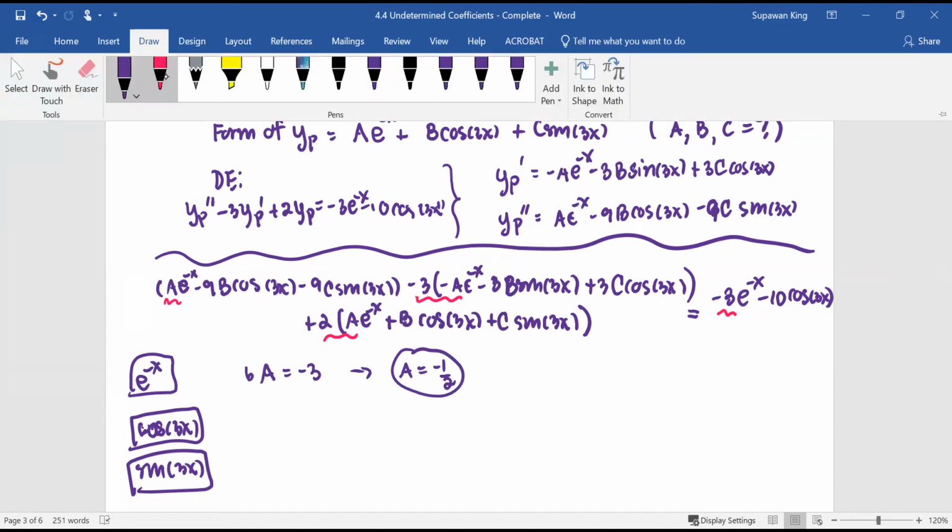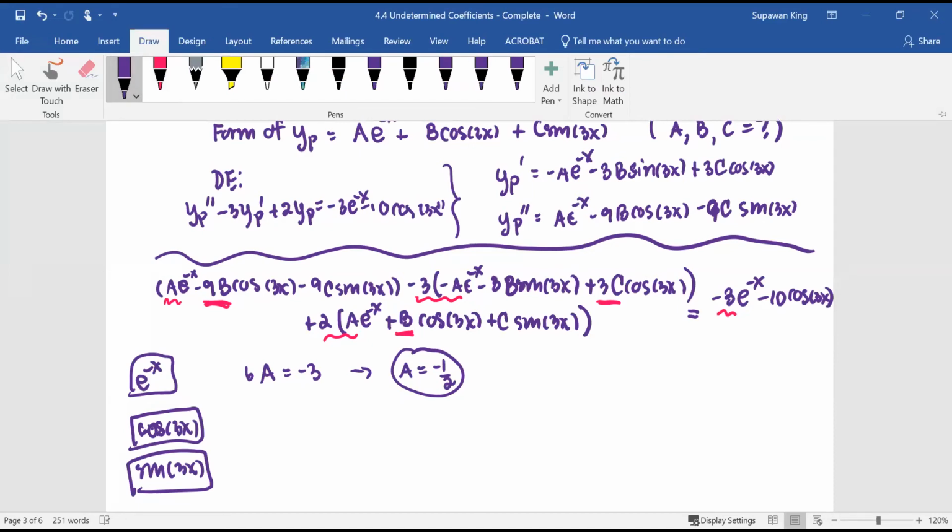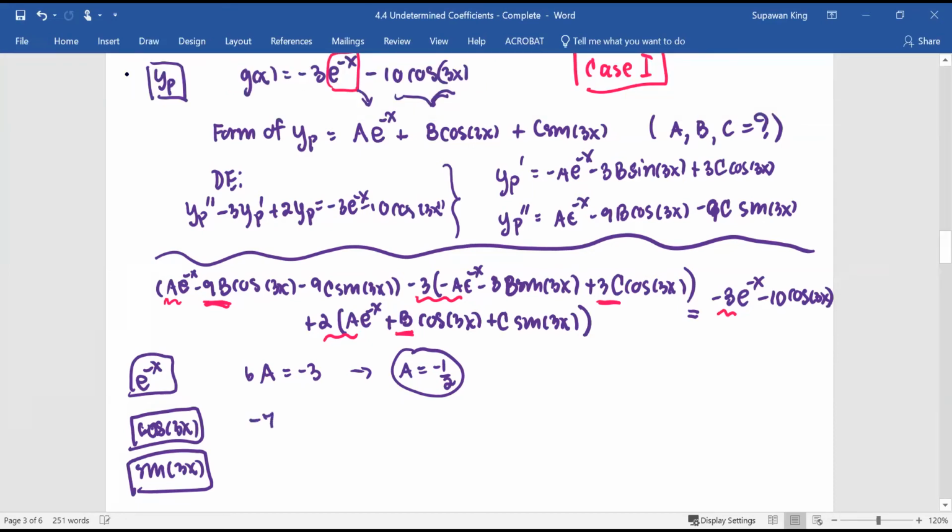Next, we're going to look at the coefficient of the cosine of 3x on both the left and right side of the equation. So for cosine of 3x, first we have negative 9b minus 9c plus 2b, to get negative 7b minus 9c equals the right hand side, which is negative 10.